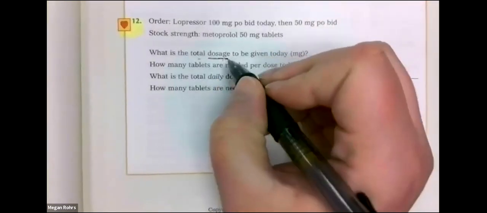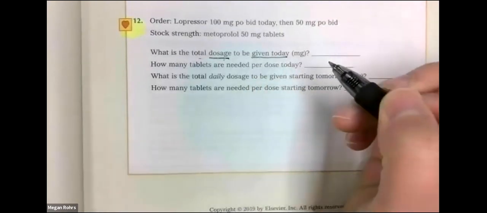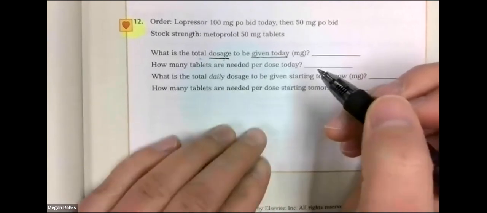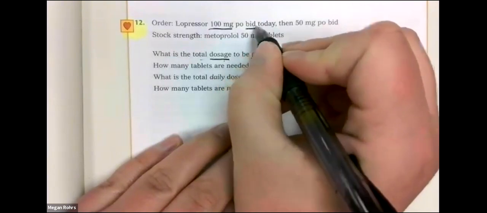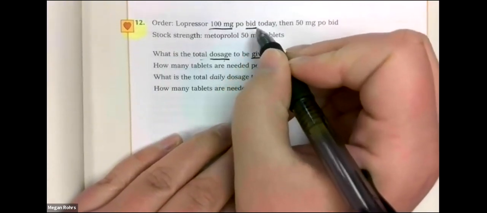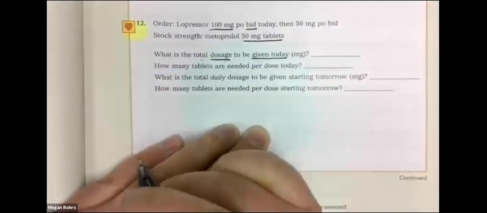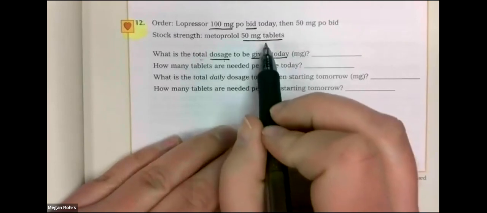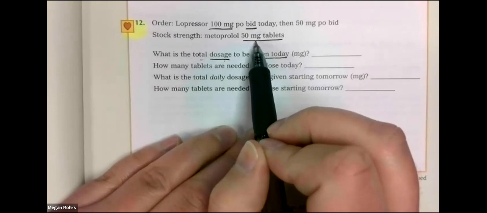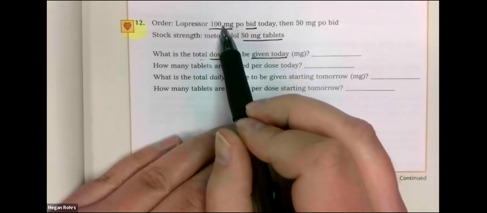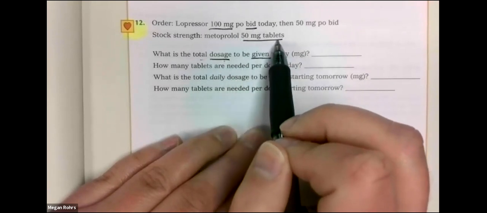It says, what is the total dosage to be given today? So we're not looking for the dose, we're looking for the dosage given today. So this says we need 100 milligrams twice a day. That's for today. And in stock, we have 50 milligram tablets. Well, if I want to give 100 milligrams at a time, that means I'm going to need 2 tablets, okay? Now, if you didn't see that, that's okay. Let me show you how we set that up.